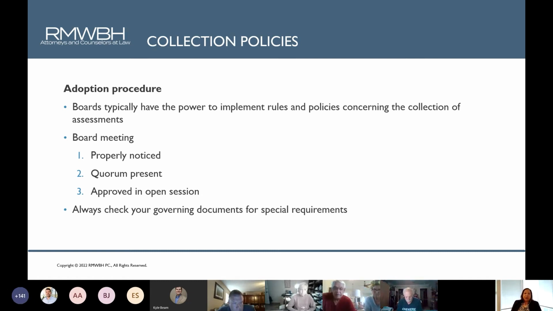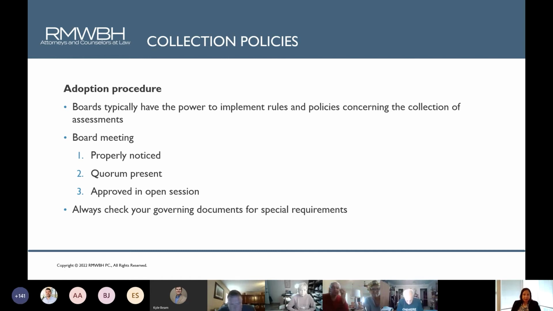Whether the notice needs to be posted on the association's website and then also emailed to all the, I'm sorry, all the homeowners. And then the other option is by regular mail notice, which is at least 10, but not more than 60 days before that meeting. So it needs to be properly noticed. There needs to be a quorum present at that board meeting in order for the board to act.